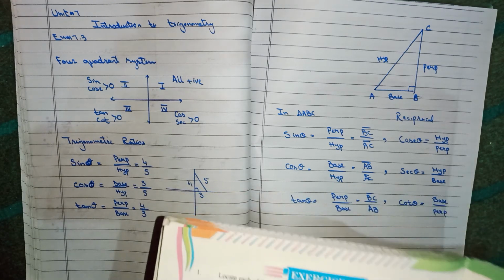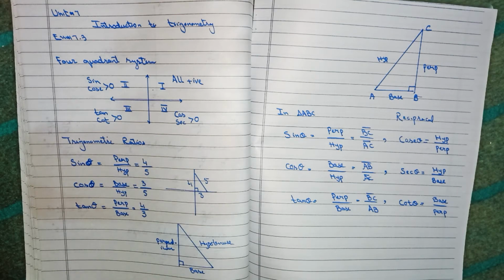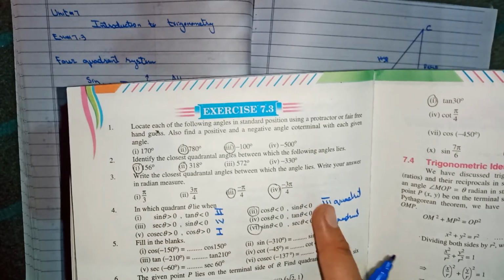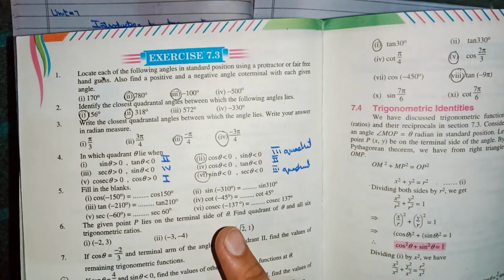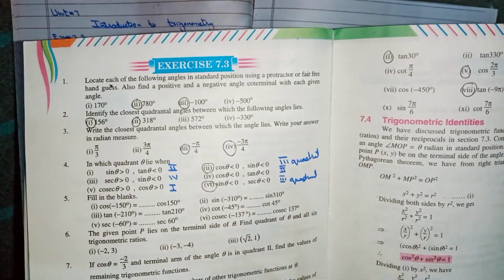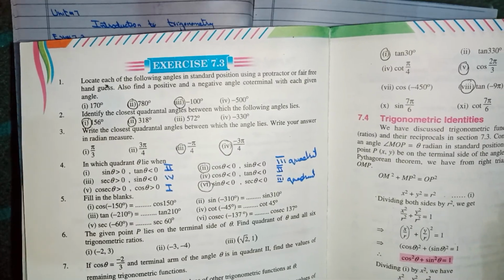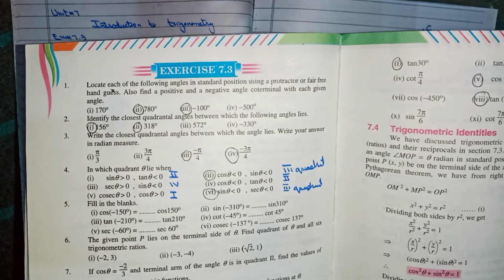So we have discussed a lot about trigonometric ratios in this lesson, and a little about the quadrant system and where these trigonometric ratios exist. We will see more introduction, more concepts and problems related to trigonometry in our next lessons.